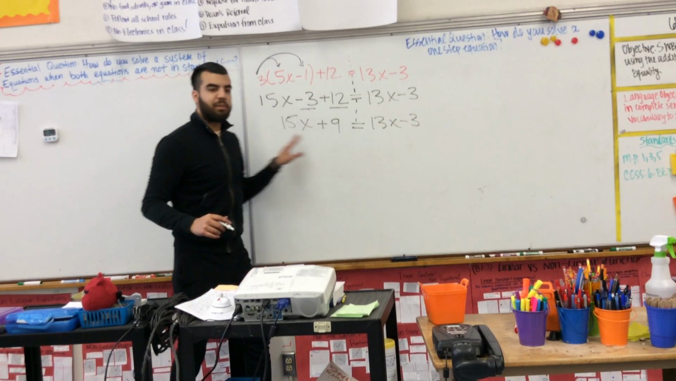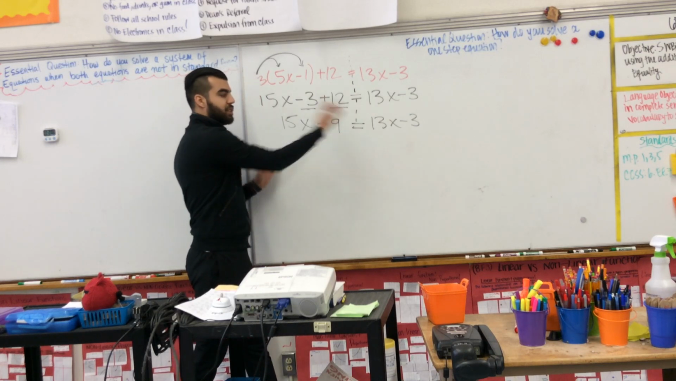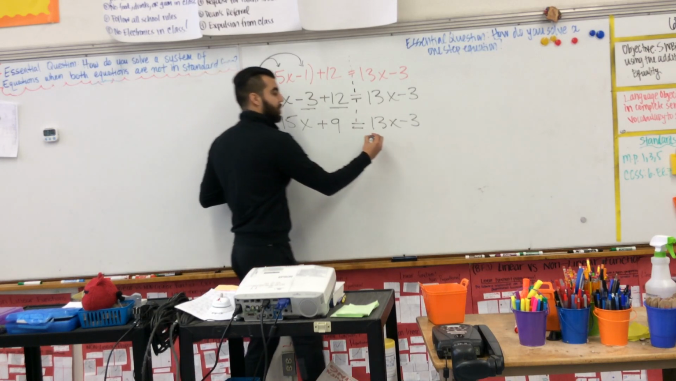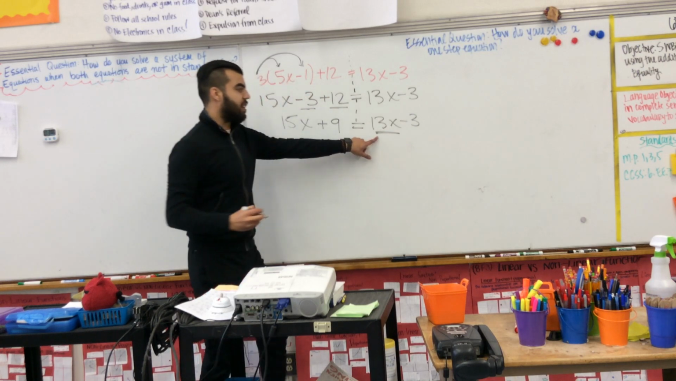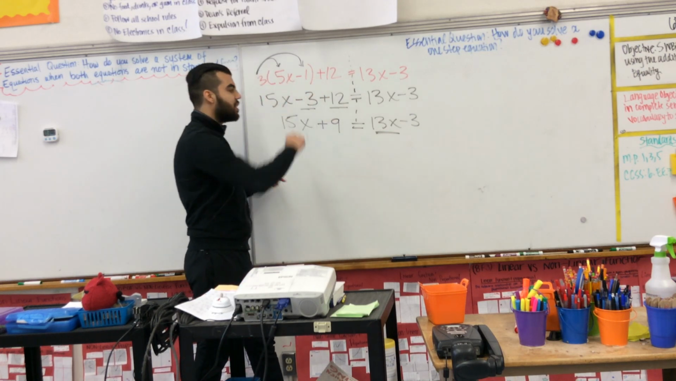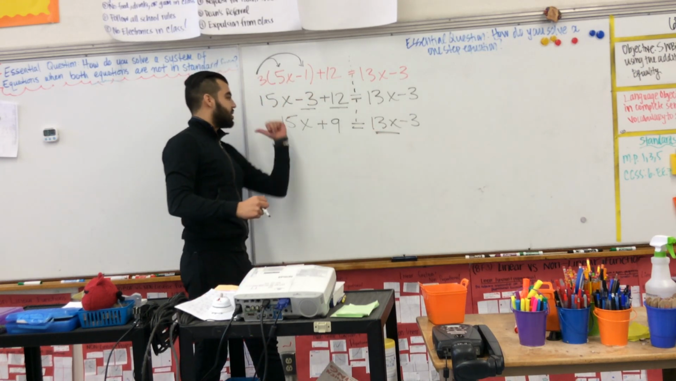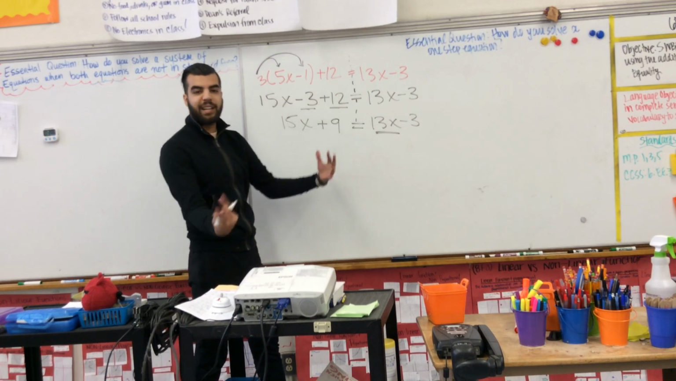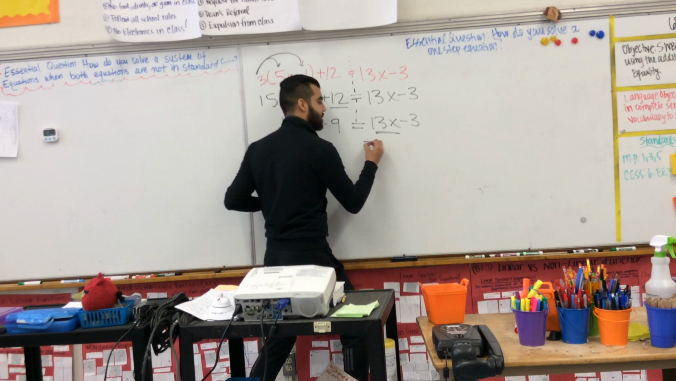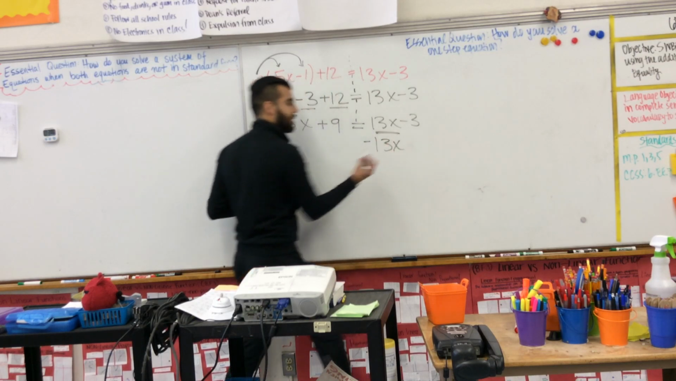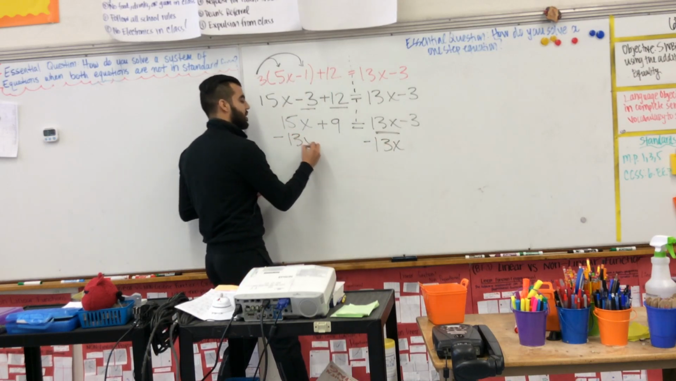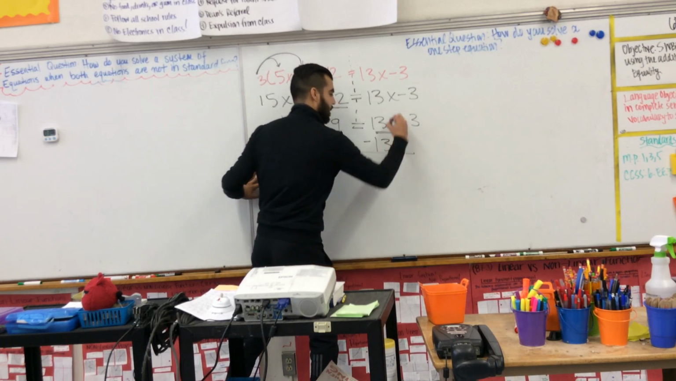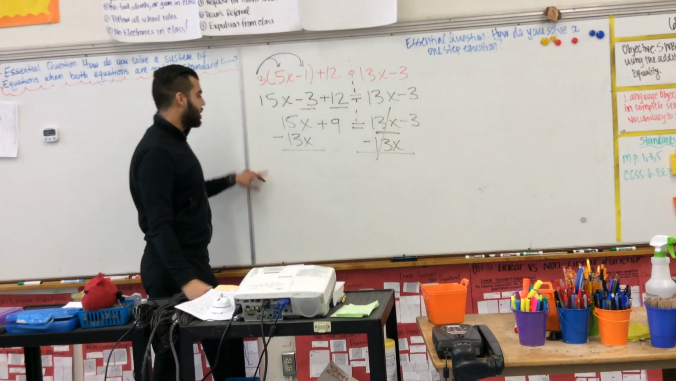Now look at the two variables. You want to move one of them to the other side. The 13x is the smaller one, and it always wants to come to the bigger side. So in order to move the 13x to this side, I need to do the inverse. And the inverse operation is minus 13x. So here we're going to do a negative 13x or minus 13x to both sides. This goes away, they eliminate.